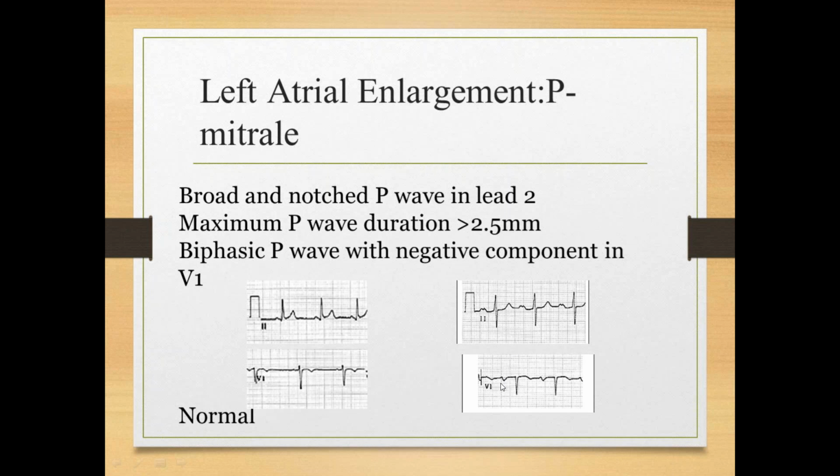You can see P wave inversion also, a negative component in V1, but mainly this is the broad P waves in lead 2, more than 2.5 millimeters.